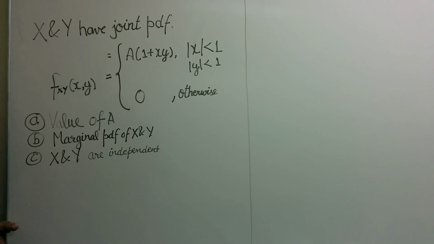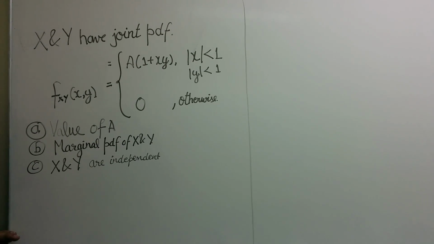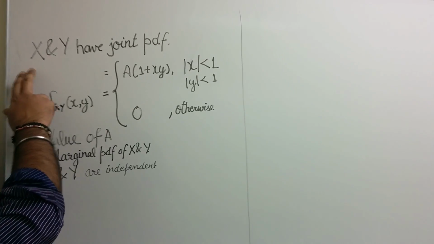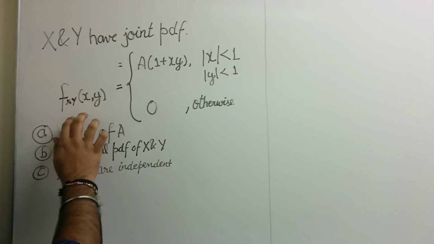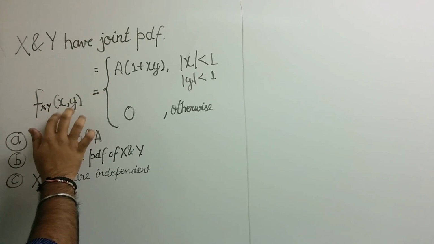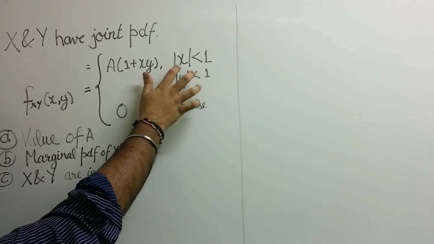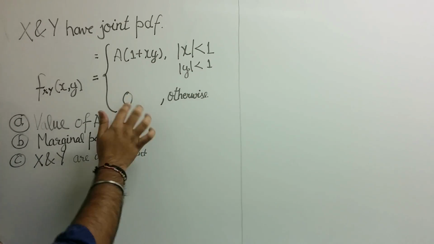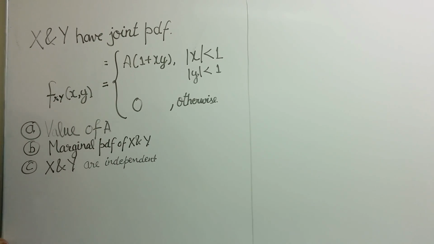Friends, as given in the homework, we can solve any questions. So today we are going to solve a question in which we are given two random variables x and y that have a joint PDF given by f_XY(x,y) = a(1 + xy), where the range of x is |x| < 1 and |y| < 1, and the value of the joint PDF is 0 for all the other ranges.